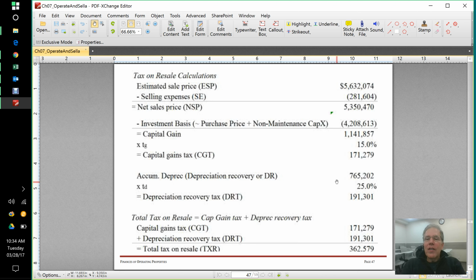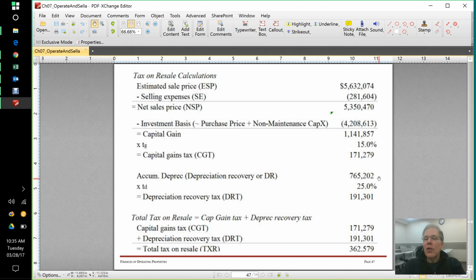Okay, so the second tax that we've got to take care of when you sell a property is specific to real estate, and this is called the depreciation recovery tax, which we'll call DRT for short, depreciation recovery DR for short. Okay. And so the way that this works is you take all the accumulated depreciation that you've declared on your tax returns while you've owned the property.